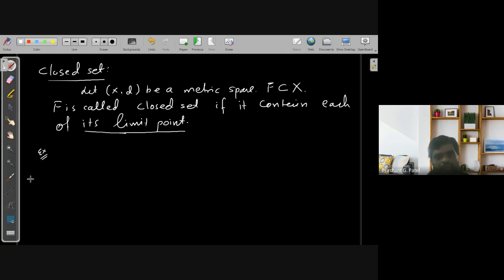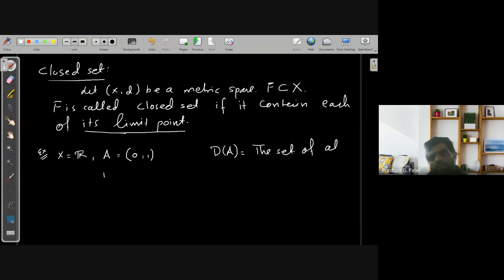For example, if you remember the examples of a limit point, take X as the real line and a set A, which is the open interval (0, 1). The set of all limit points is denoted by dA. This is the notation used in some books. In the book of G.F. Simmons, they have not used this notation, but other books do, so I am using it as a notation.